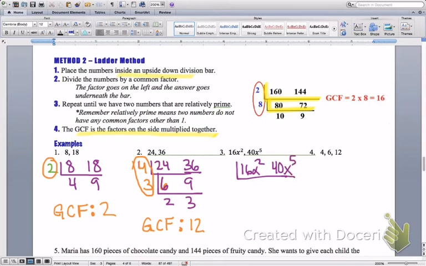What divides into 16 and 40? You can say 4 divides into both of them. They're multiples of 4. So we're going to divide by 4. We have 4x squared, and we have 10x to the 5th. All right, what else divides into 4 and 10? We can say 2 divides into them, so backwards division. We're going to say divides by 2.